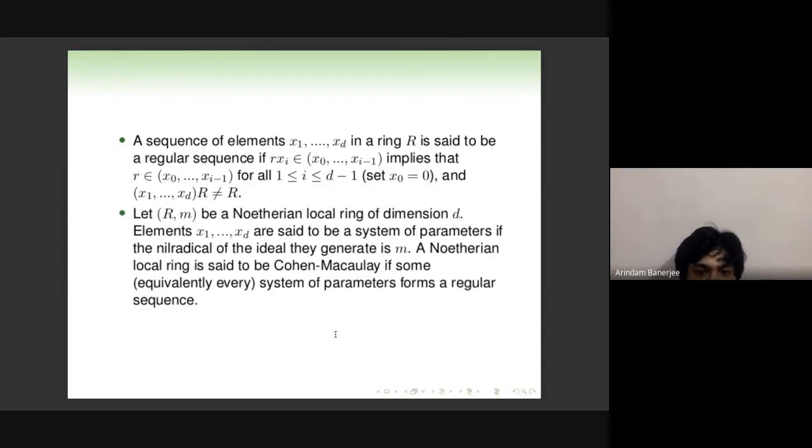Let (R, m) be a Noetherian local ring of dimension d. Elements x1, x2, ..., xd are said to be a system of parameters if the nilradical of the ideal they generate is the maximal ideal. A Noetherian local ring is Cohen-Macaulay if, and one can prove this is equivalent, every system of parameters forms a regular sequence. Just to recall some of the really basic definitions.